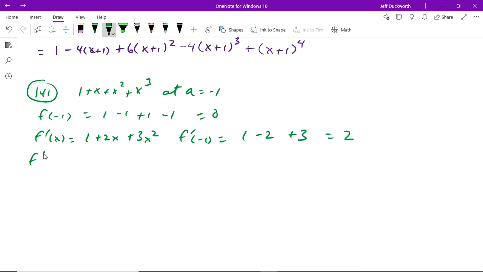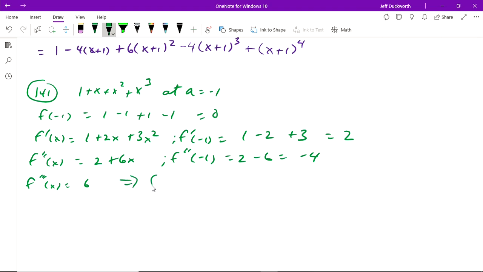All right, second derivative, 2 plus 6x, so the evaluation there is 2 minus 6, or negative 4. And finally, the third derivative is just 6. So that means f third derivative at negative 1 is also 6. And we have the same situation. There's a 0 after that. So the nth derivative of f equals 0 for all n greater than or equal to 4.